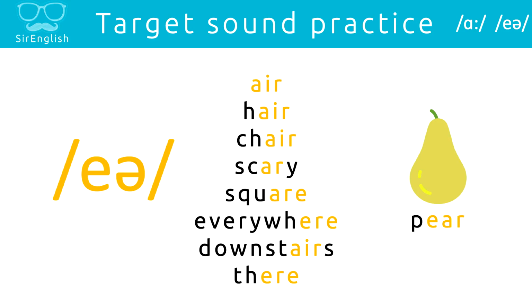Let's look at the target sound practice list. Notice the spelling as always. In this one, you can see many examples of R, which is actually unpronounced, as I mentioned before. So, listen and repeat after me. Air, hair, chair, scary, square, everywhere, downstairs, there, pair.